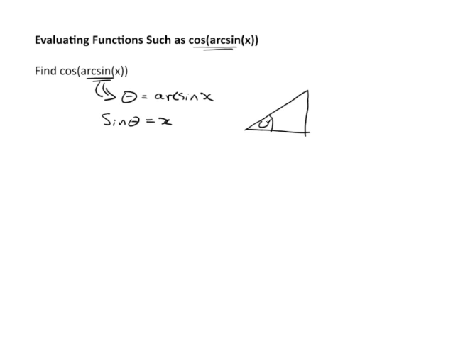And if this is theta, if sine is equal to x, remember sine is the side opposite over the hypotenuse, so this is actually x over 1. This must be x, this must be 1. That means this must be the square root of 1 squared, which is just 1, minus x squared. So now I have all three sides of the triangle.